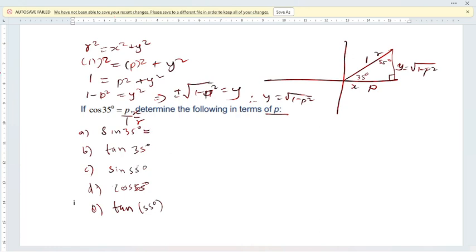Now sine of 35 degrees. What is the answer? Now, what is sine? Opposite over hypotenuse. In this case, y over r.